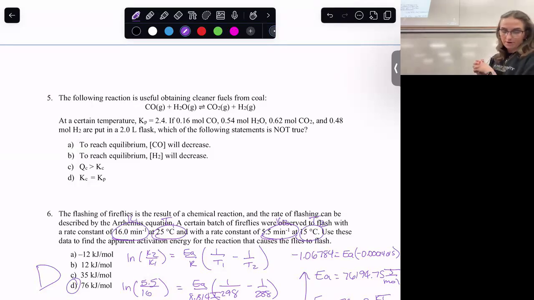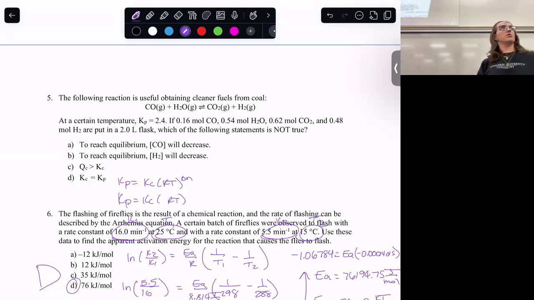So for answer choice D, we have Kc is equal to Kp. Is this going to be true or false? True. Why is it true? Perfect. Our equation here is that Kp is equal to Kc times (RT) to the delta n, and delta n is going to be the moles of products minus the moles of reactants. So Kp is equal to Kc times RT to the delta n.